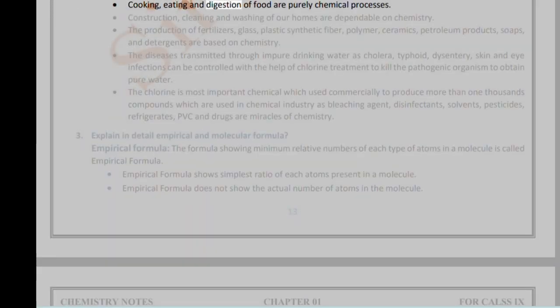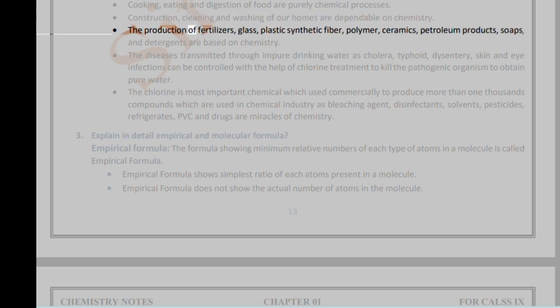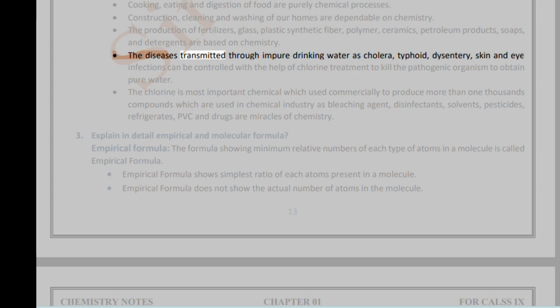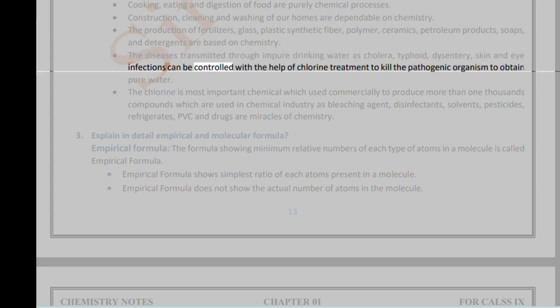Cooking, eating and digestion of food are purely chemical processes. Construction, cleaning and washing of our homes are dependent on chemistry. The production of fertilizers, glass, plastic, synthetic fiber, polymer, ceramics, petroleum products, soaps, and detergents are based on chemistry. The diseases transmitted through impure drinking water such as cholera, typhoid, dysentery, skin and eye infections can be controlled with the help of chlorine treatment to kill the pathogenic organisms to obtain pure water.